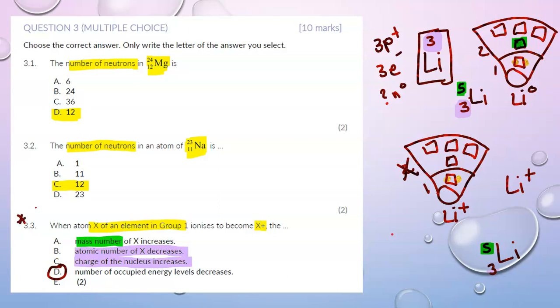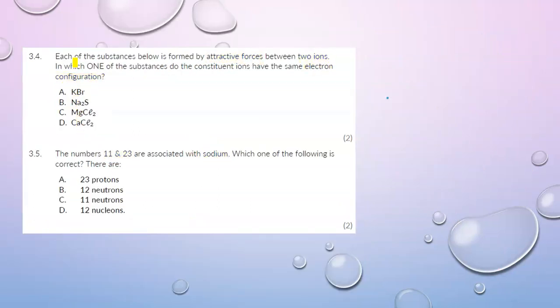I would have left that one to right at the end because I had to really think hard about what I know. 3.4. Each of the substances below is formed by attractive forces between ions. In which one of the substances do the constituent ions have the same electron configuration? Okay, now this is one that's going to take me a while because I need to go and draw the electron configuration for each of these elements.